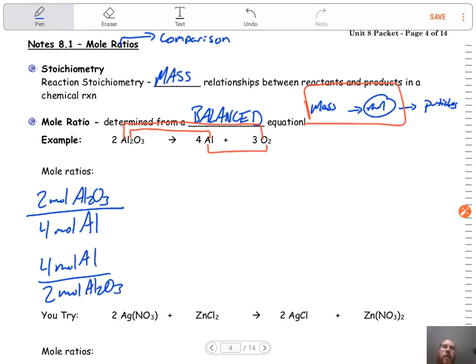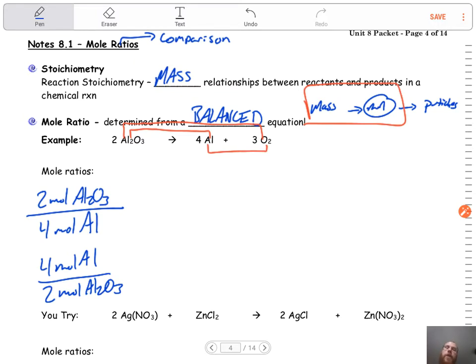Guys, it doesn't matter what order you put them in. What will determine which one's on the top and which one's on the bottom is when you apply it to an actual problem like we will do in the upcoming videos, depending on what you were given at your starting point and where you want to go at your endpoint. So these two are essentially the same ratio. You don't have to write them both ways. Just one way will be good enough.